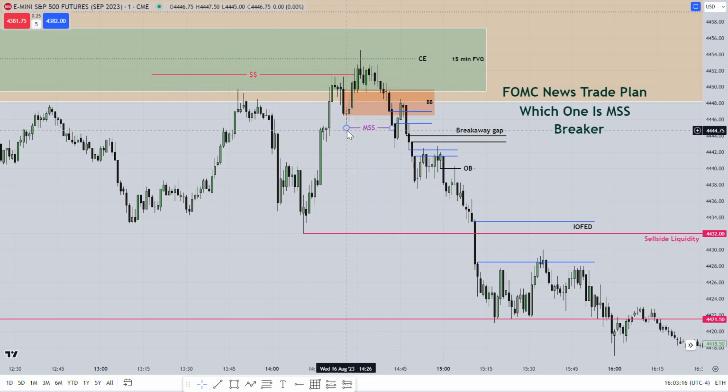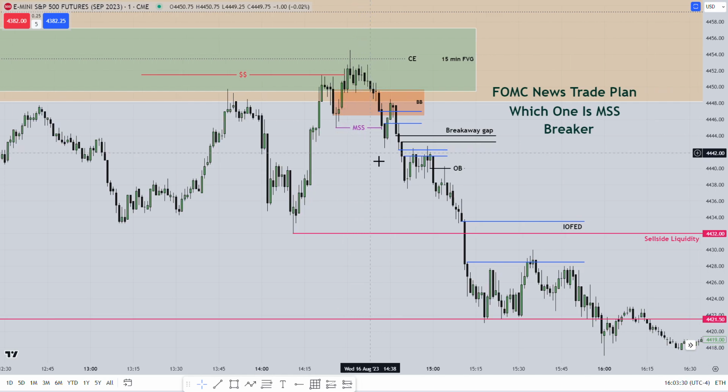You see, this is my market structure shift. I will talk about why this low is my market structure shift, and why this low is not the shift in market structure. I will talk about this later. Give me some time.